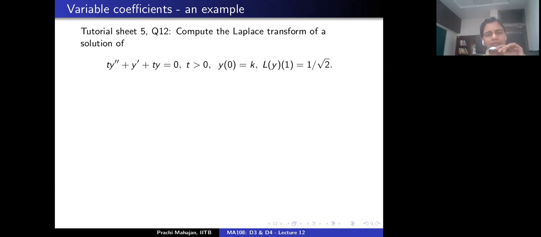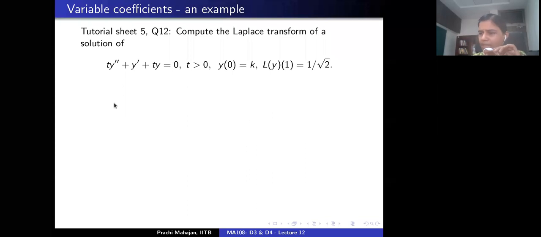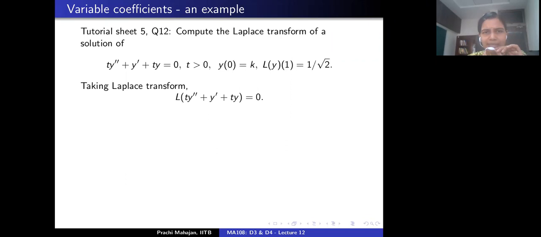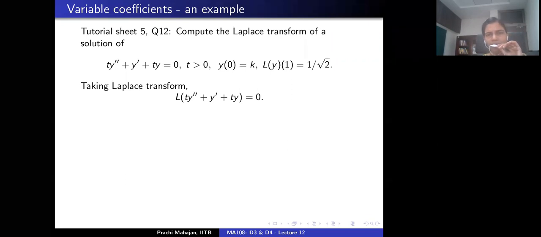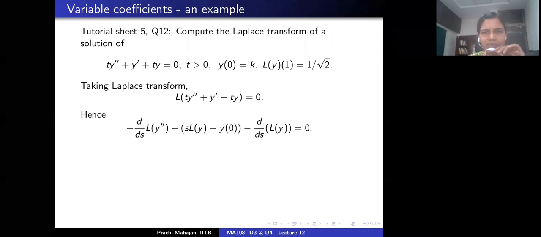This is interesting because this is a homogeneous differential equation, but with non-constant coefficients, so one has to be careful here. Is the question okay? Let's apply the method of Laplace transform, assuming that the solution satisfies whatever is needed. Which means that the Laplace transform of t d square y by dt square plus dy by dt plus ty equals 0.